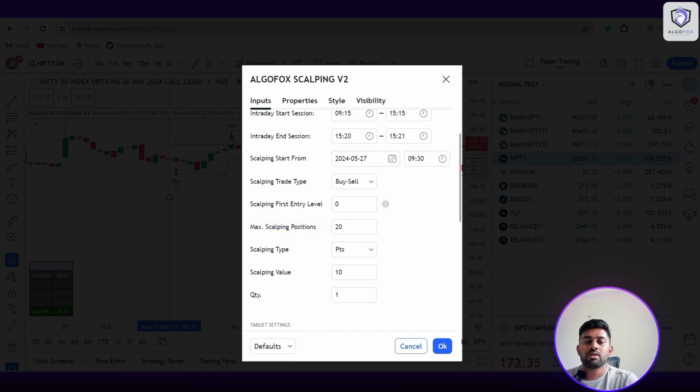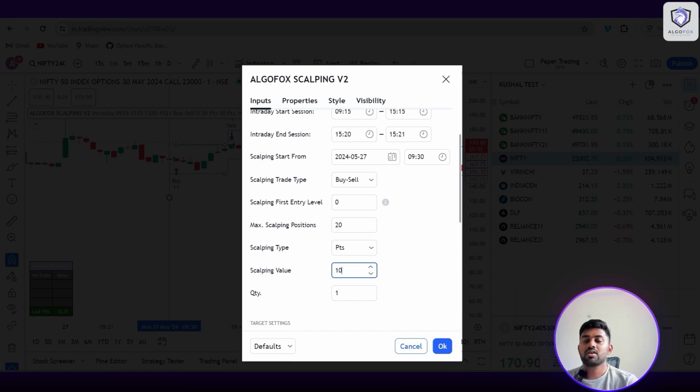Similarly, the next option is, do I want to scalp based upon points or certain percentage of my entry price? So I have two drop downs here, points and percentage. If I fix it at points, I can add the value of the points. In my example, I have decided the value as 10. That means for every 10 points fall in the buy sell cycle, I will keep adding legs.